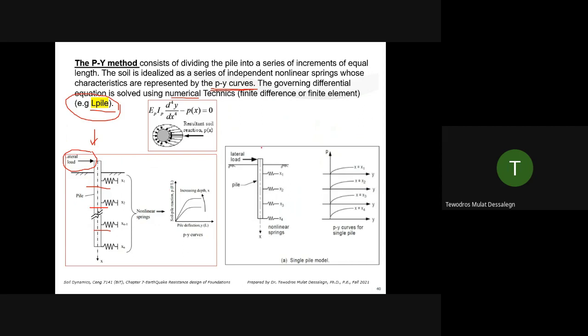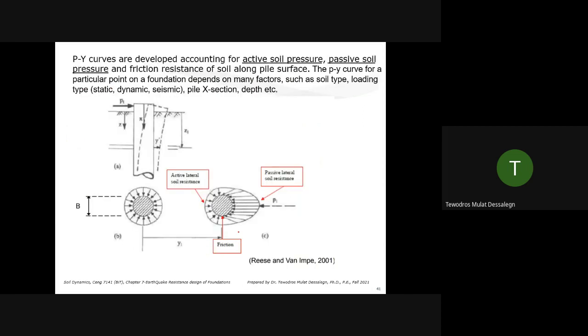Then PY curves are developed by different researchers. This helps you to develop the springs. PY curves are developed to account for active soil pressure, passive soil pressure, and friction resistance. So if you see it in plan, let's say this is your pile. If you take some section in the soil, you have active lateral soil resistance pushing the pile, and there is a passive resistance, and there is also friction, if you are considering it.